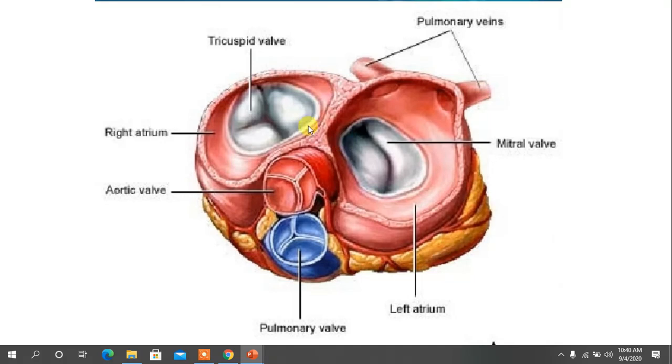Here are the basic valves. Here is the tricuspid valve between the right atrium and the right ventricle, the mitral valve, the bicuspid valve, between the left atrium and the left ventricle, then the pulmonary valve, then the aortic valve. Here are the cusps, nodules, and lunules of the cusps. Here are the leaflets of the mitral and tricuspid valves. We have discussed these earlier.